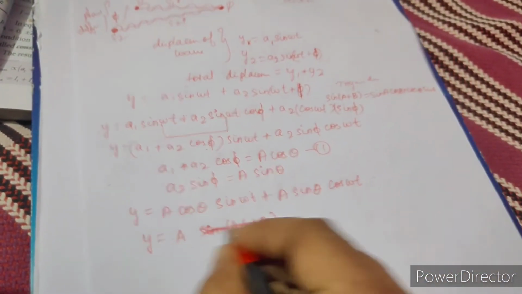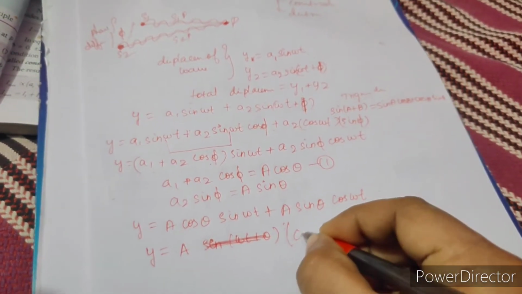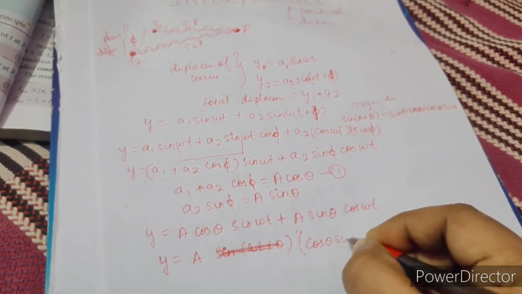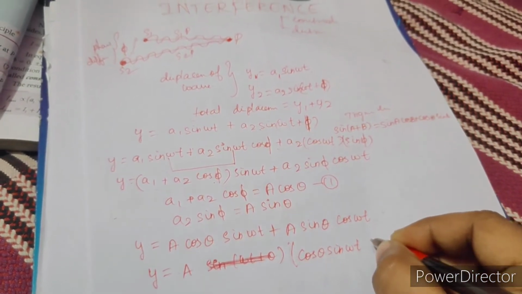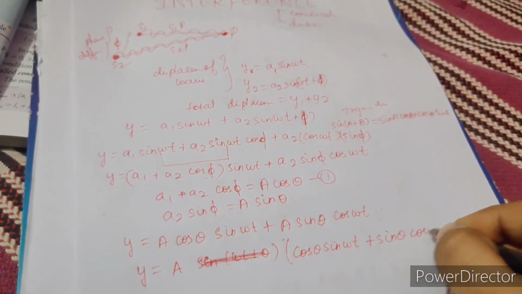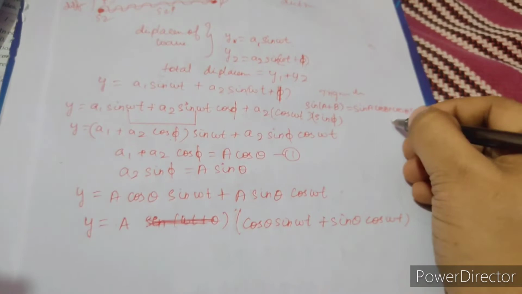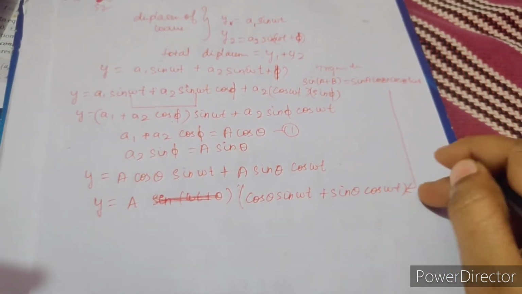Before that, take A as common. So we get A open bracket cos θ sin ωt plus sin θ cos ωt. It is in this format, the trigonometric relation we saw before. So this is in this relation.